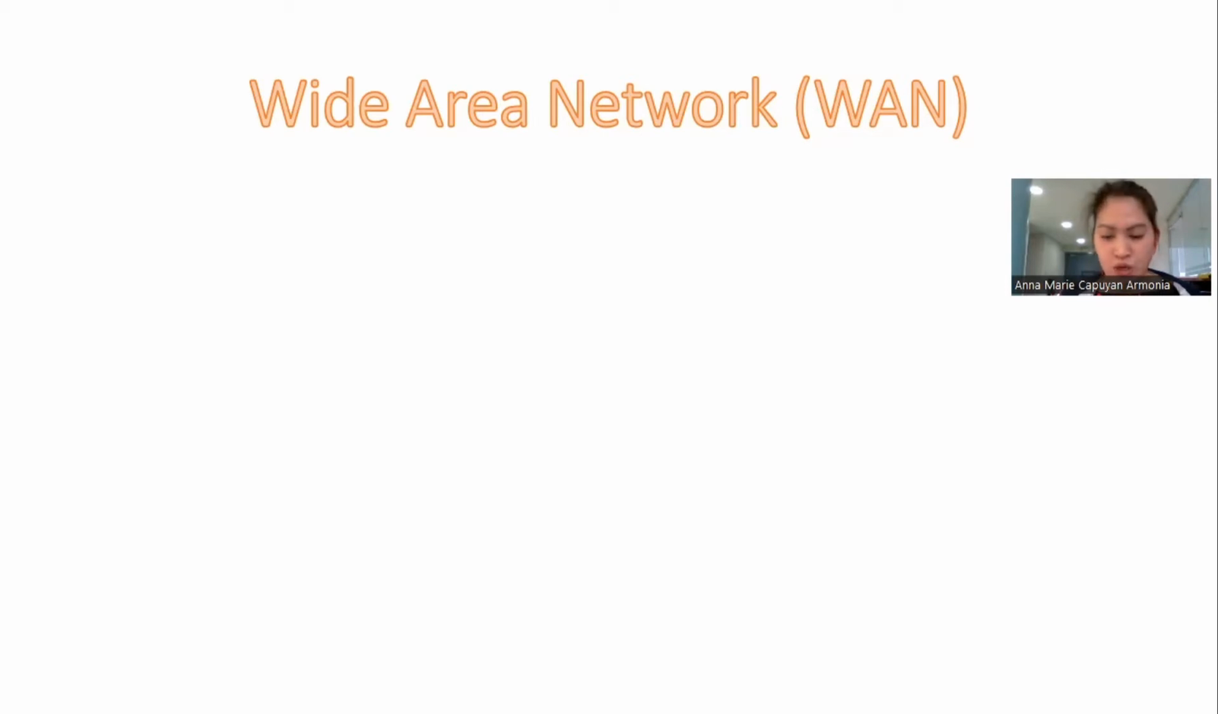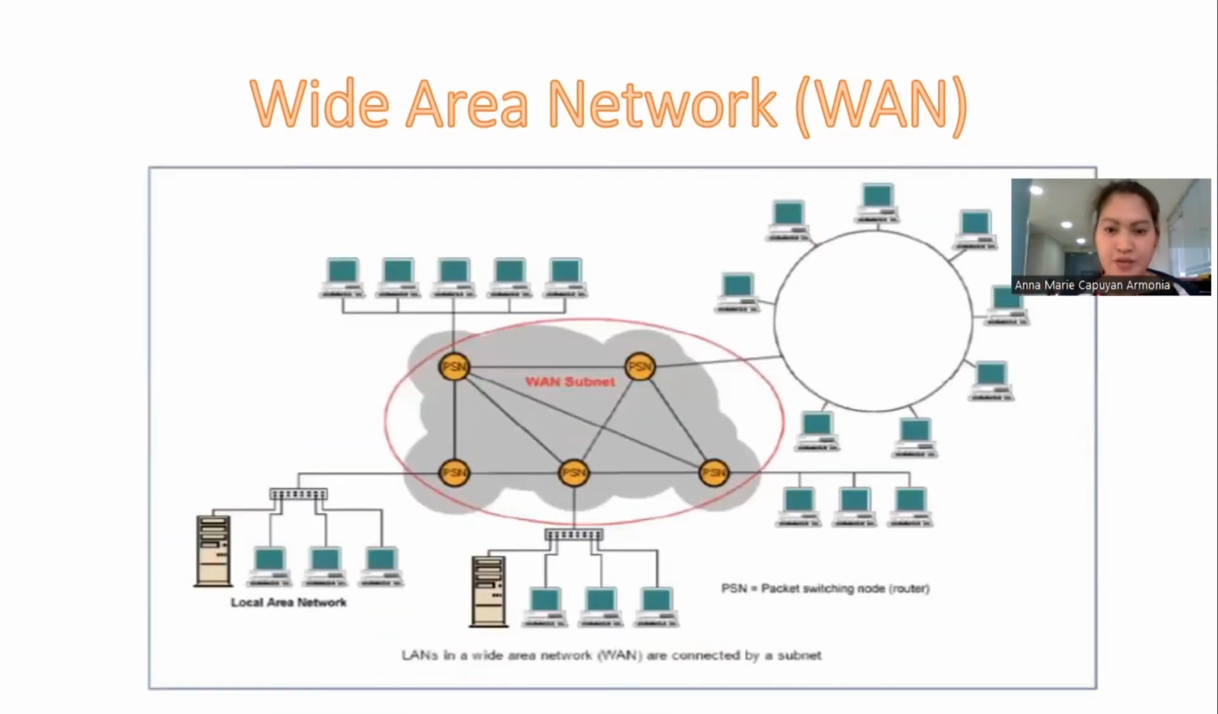So if you have one, it would look like this. The WAN would cover a big, large, wide area.